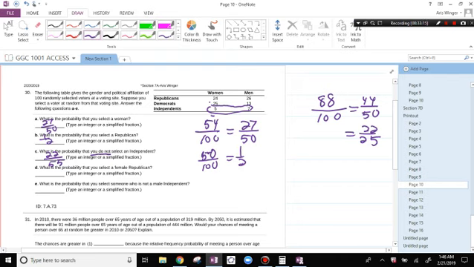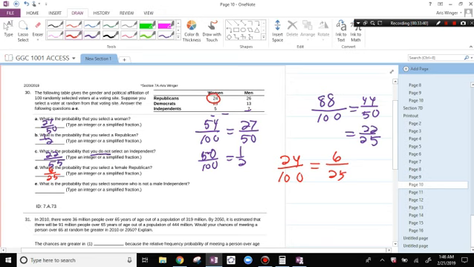What's the probability that you select a female Republican? Female Republican. So that should be Republican female, 24 out of 100. Divide by 4. That looks like 6 out of 25.